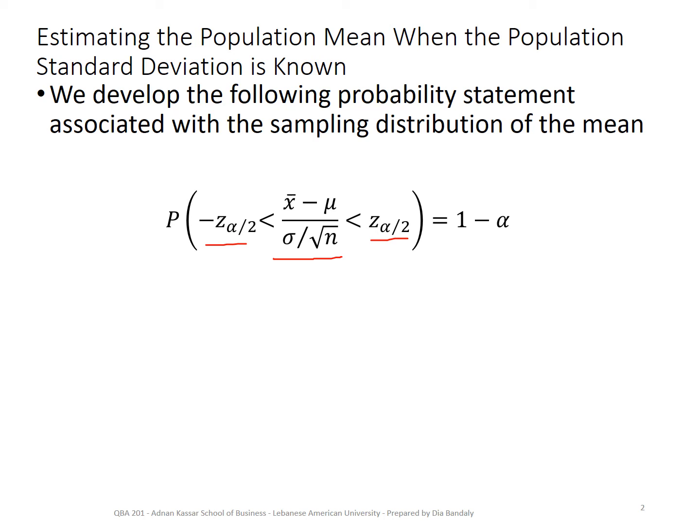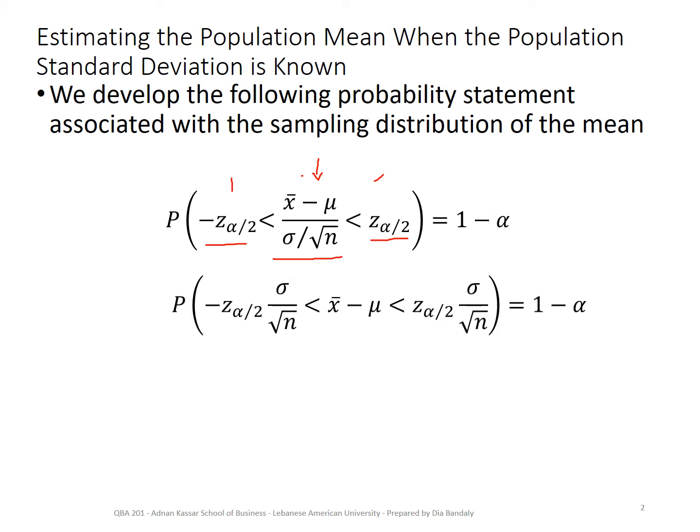Now look at this, it's a very logical development of this probability statement. What I'm going to do is get rid of the denominator in the middle element. So I multiply this and that by sigma over square root of n. I just multiplied every part of the probability statement by sigma over square root of n. So here it will cancel out, so I don't have any more denominator, and here the same, I have it here.